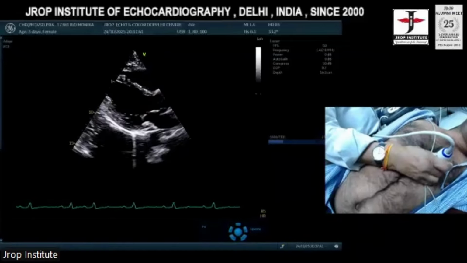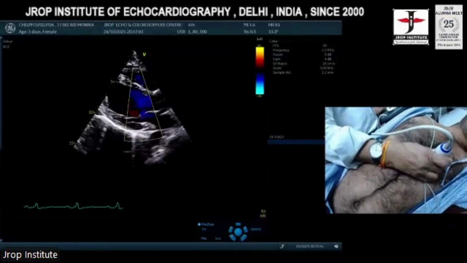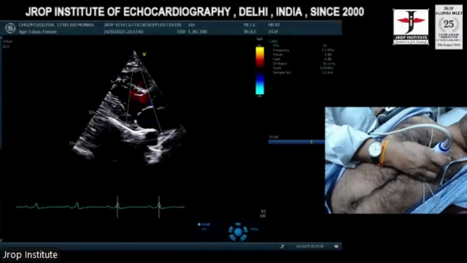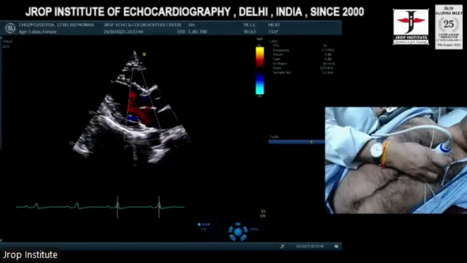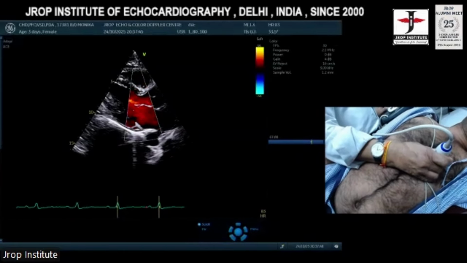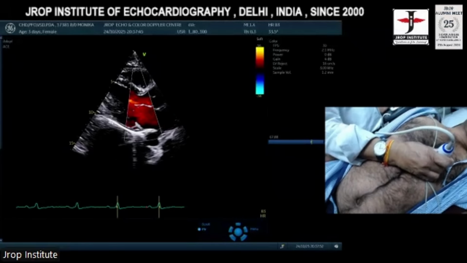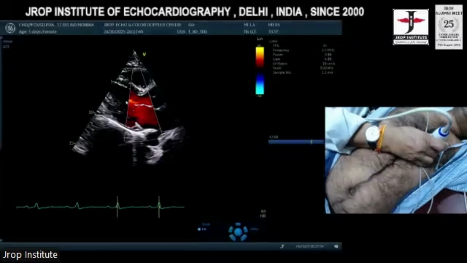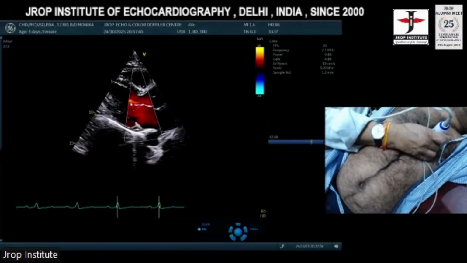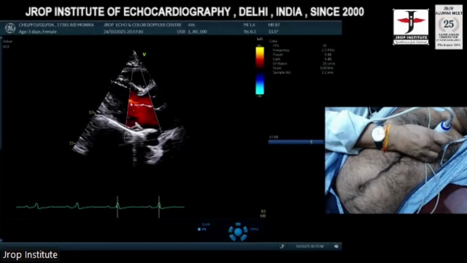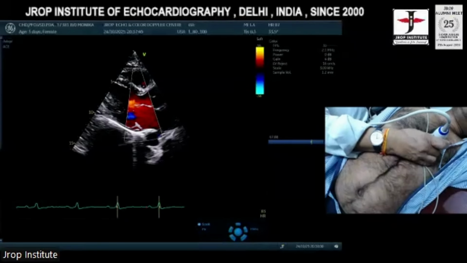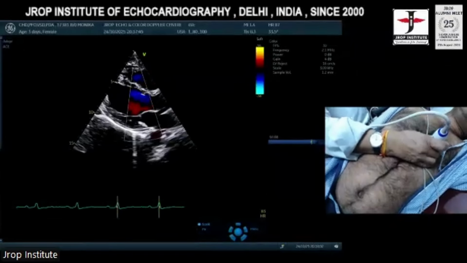Now, if I switch on my colors, look, what do we see over here? With opening of mitral valve, you can see a red color. This red color is going from LA to LV. The direction is up towards the transducer. It is red. Same patient, if I go to systole, the direction becomes blue.